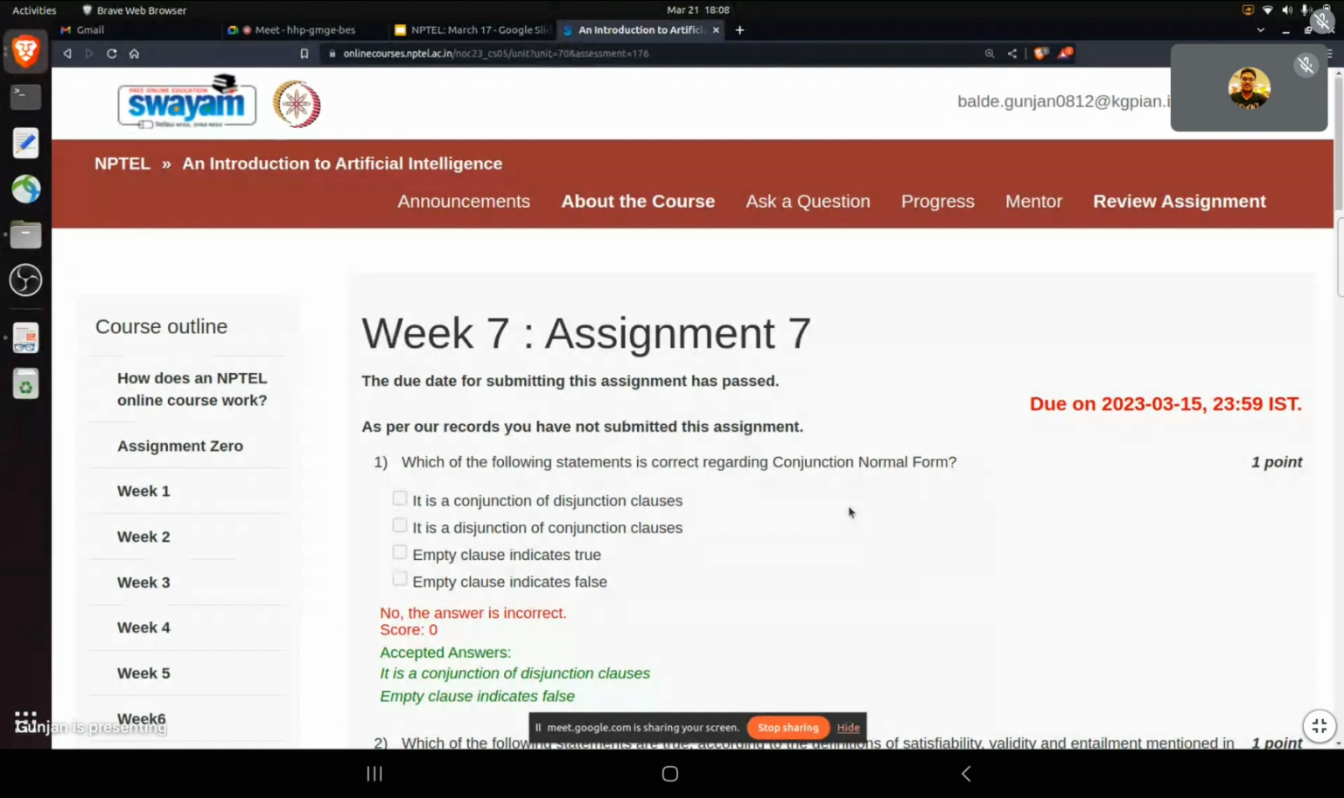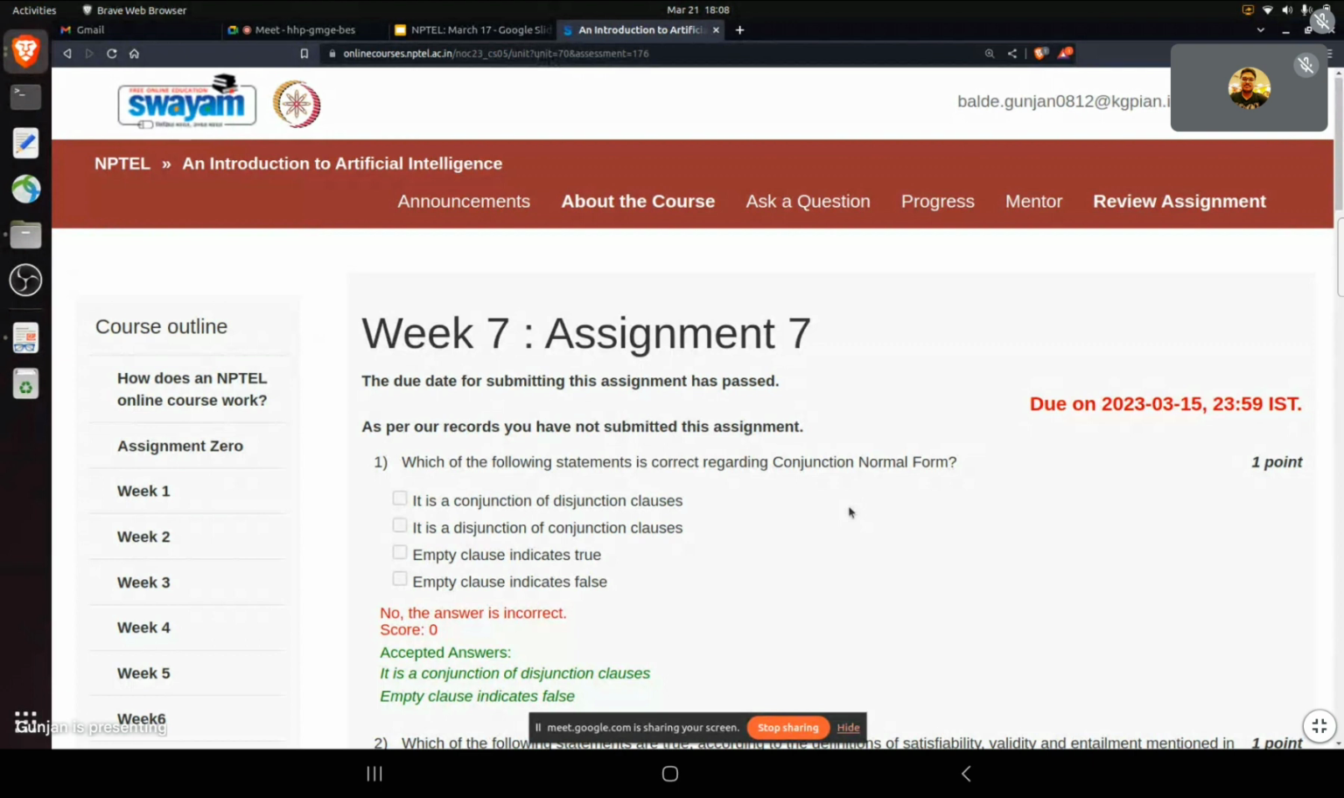So for the first one, does anyone have any doubt or question? Which of the following statements is correct regarding the conjunctive normal form? So it's a CNF, right? It is a conjunction of disjunctive clauses, and an empty clause indicates false. So these are the two correct options. This is a very standard CNF setting, so there is nothing much to discuss on this one.